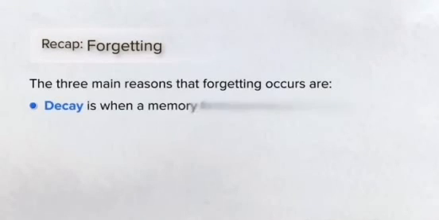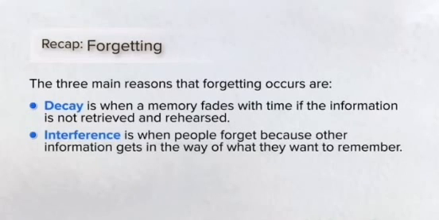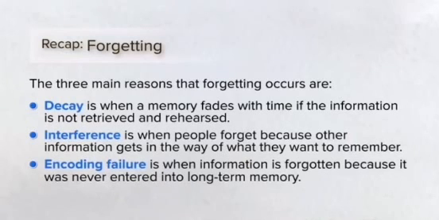Recap. The three main reasons that forgetting occurs are decay, interference, and encoding failure. Decay is when a memory fades with time if the information is not retrieved and rehearsed. Interference is when people forget because other information gets in the way of what they want to remember. Encoding failure is when information is forgotten because it was never entered into long-term memory.